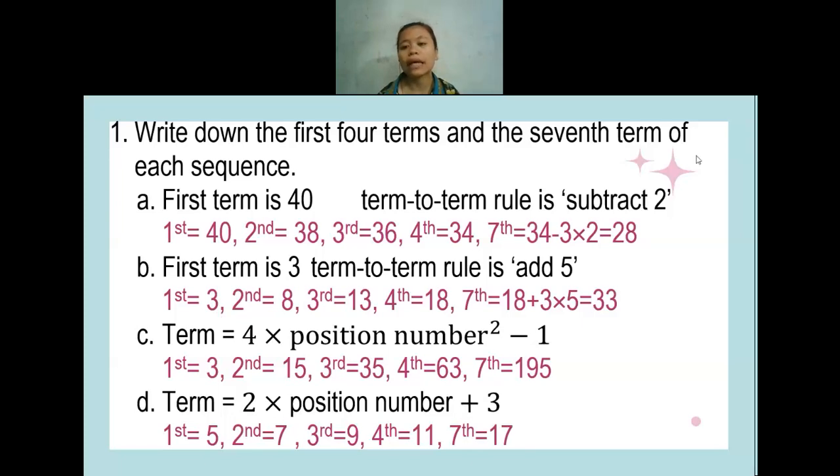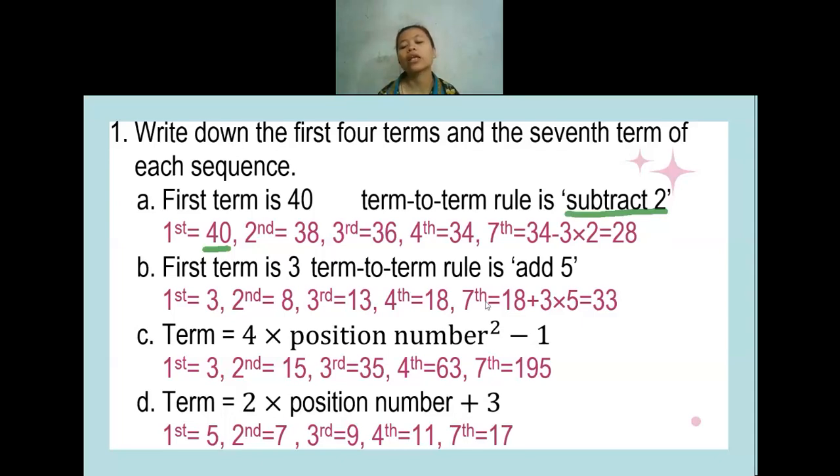For the second term, you need to read the term-to-term rule. The term-to-term rule says subtract 2. Because it's subtract 2, and the first term is 40, I have to subtract 2 from 40 to get 38. For the next term, 38 minus 2 equals 36. Next term, 36 minus 2 equals 34. So the first 4 terms will be 40, 38, 36, and 34.